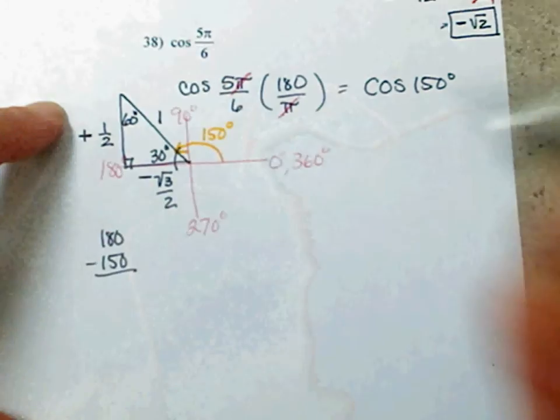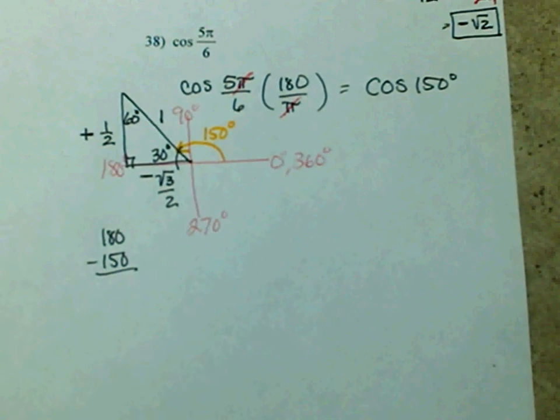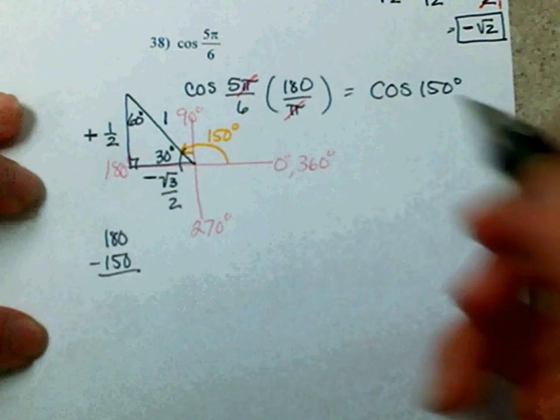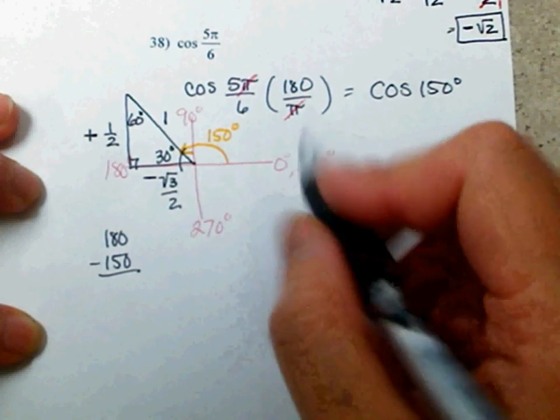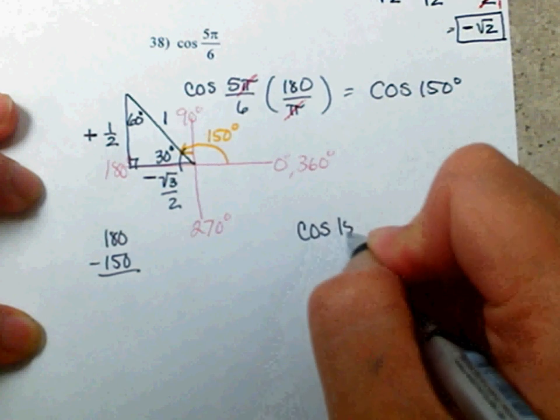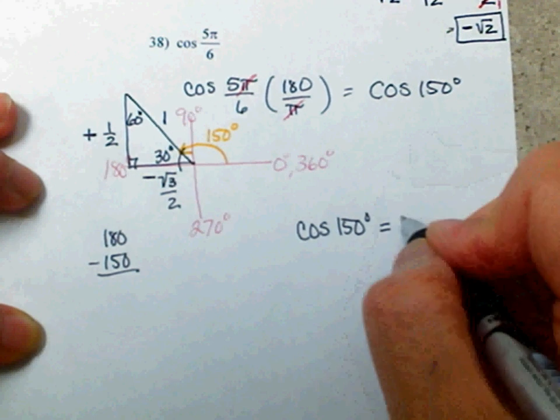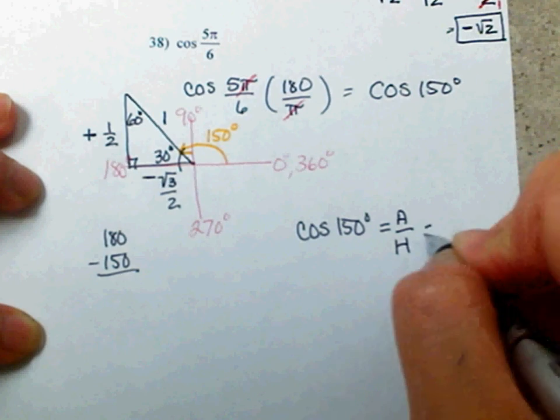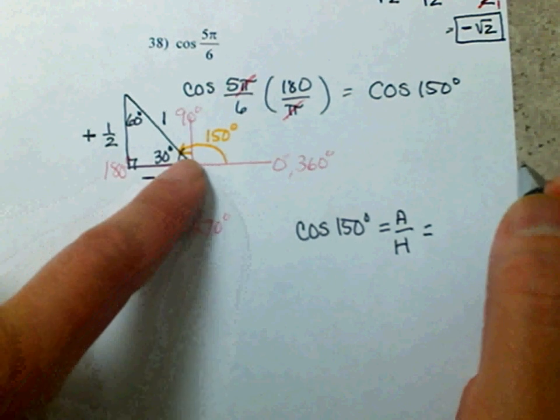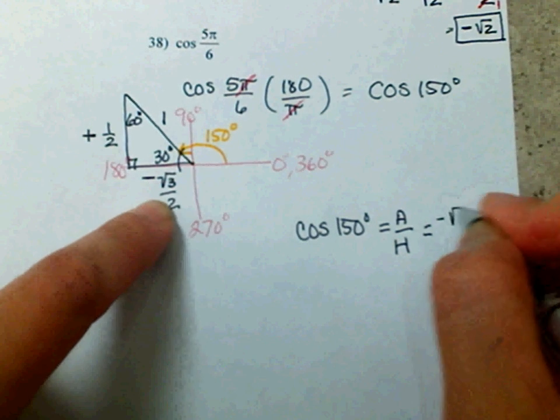Now let's find our ratios. Cosine of 150 degrees. Cosine is adjacent over your hypotenuse. Here's your angle of reference. What is your adjacent? Negative square root of 3 over 2, over your hypotenuse, which is 1. What is anything over 1? Negative square root of 3 over 2.